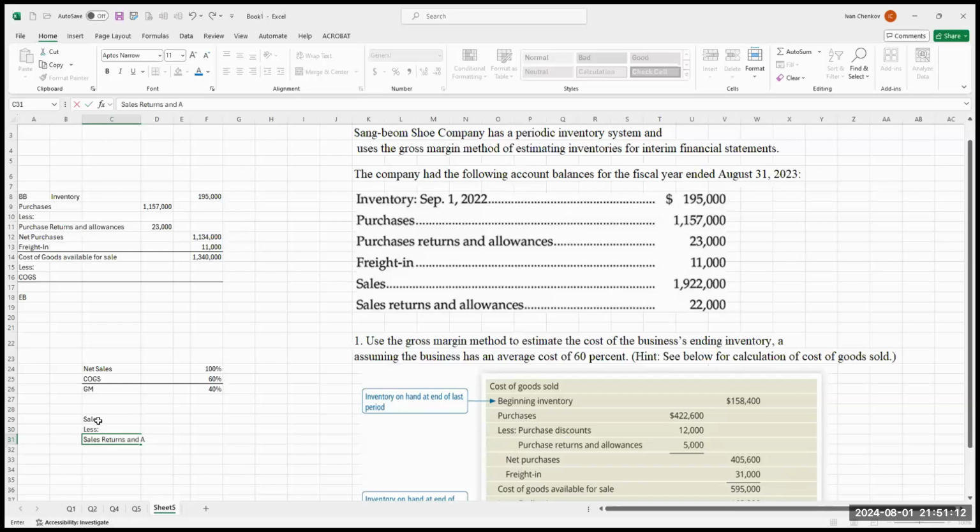And allowances. Well, I already know my sales. My sales are 1,922,000. What I need to get? I need to deduct my sales returns, which is 22,000. And that's going to give me the net sales.